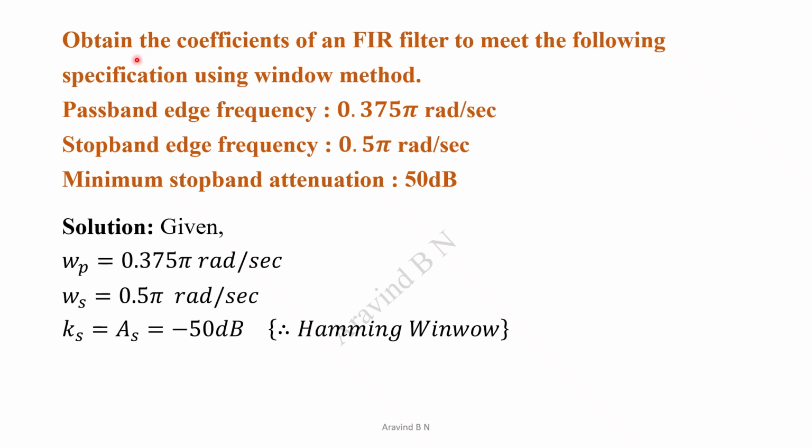The problem statement: obtain the coefficients of an FIR filter to meet the following specifications using the window method. Passband frequency 0.375 pi radians per second. Stop band edge frequency 0.5 pi radians per second. Stop band attenuation is 50 dB. Right? So these are the given specifications that are being noted as part of the solution. Since it is the 50 dB attenuation, it belongs to the category of the Hamming window.